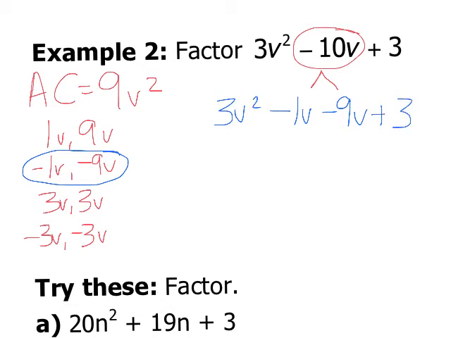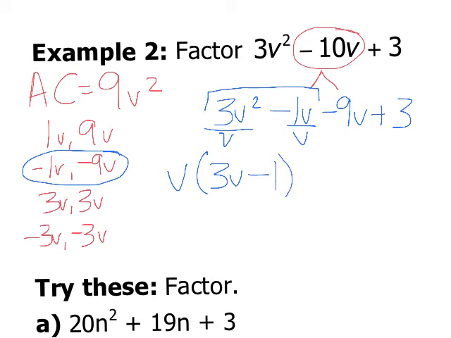Now I have 4 terms, so I group. I group the first 2. Out of those 2, I can bring out a v. 3v squared divided by v is 3v. Negative 1v divided by v is just minus 1. Group the last 2. In order to make my parentheses the same, I want my first piece to be 3v. So what would I have to take out of negative 9v to make it positive 3v? Negative 3, right? So I'm going to take my negative out with it this time, making my GCF out of the last 2 negative 3.